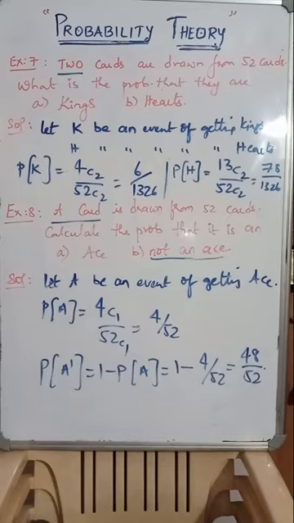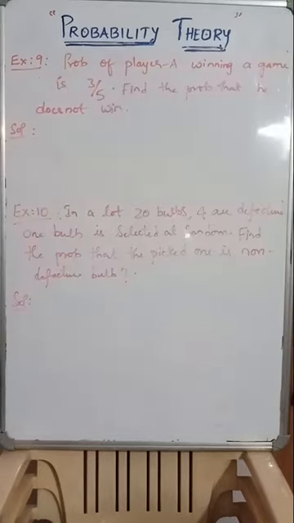So let us see a few more problems now. I hope these two problems are clear. Look at the next two questions, example number 9 and 10. Example number 9: probability of player A winning a game is 3 by 5. So here the probability of winning the match is 3 by 5, so let us consider that to be the event A, right? But the question asks: find the probability that he does not win, nothing but A complement.